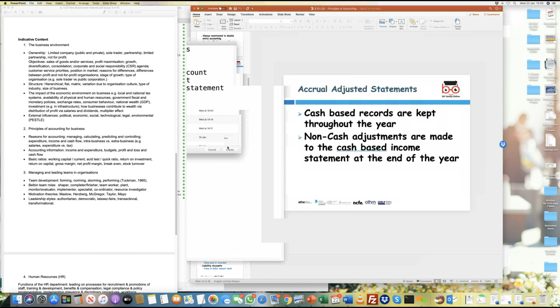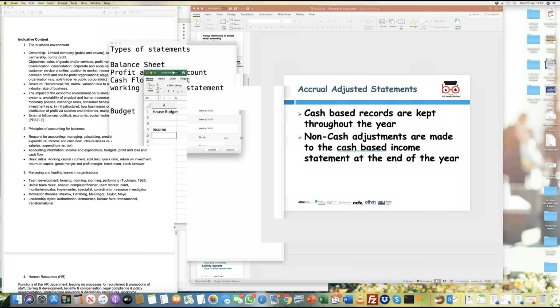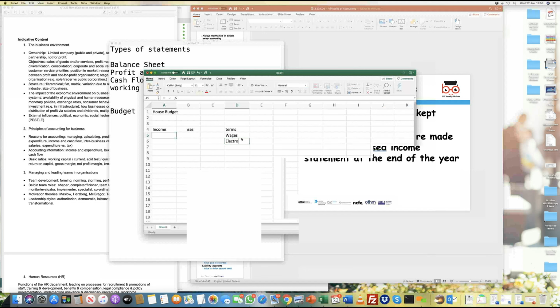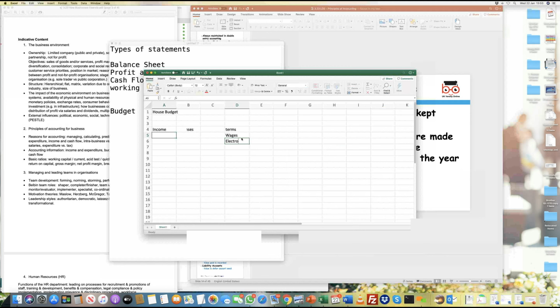So what is wages? How would you class wages? Is it income or expense? It would be income. So interest on a fixed deposit, or say an ISA. What will that be classed as? Income or expenses? Tax. Okay.